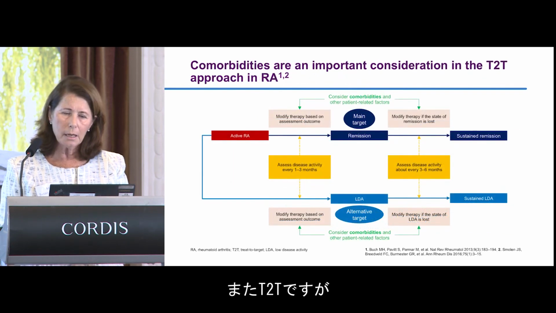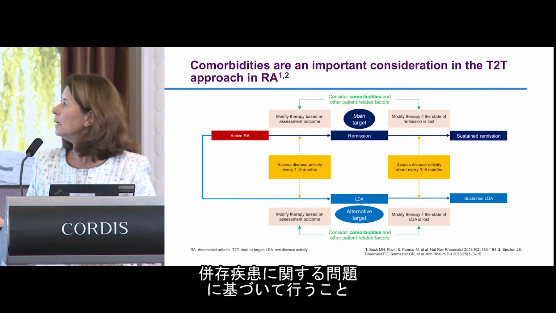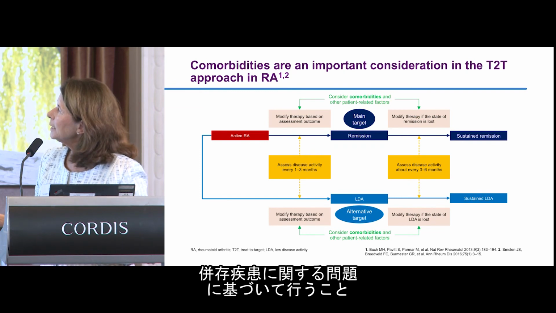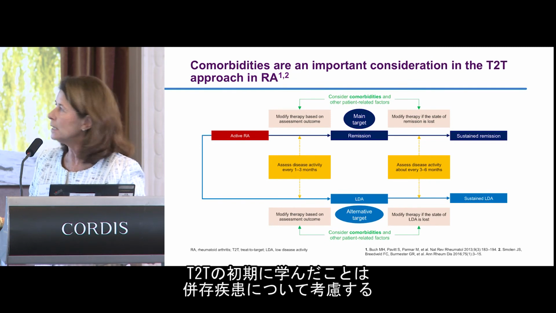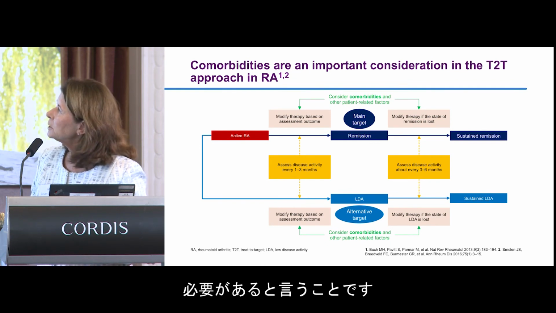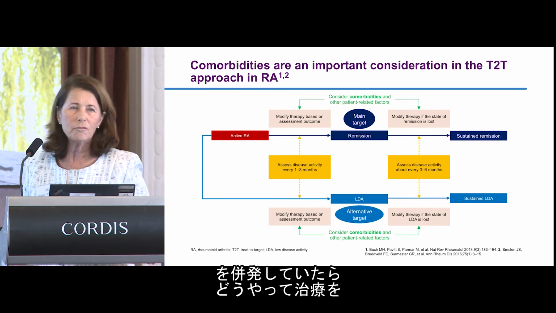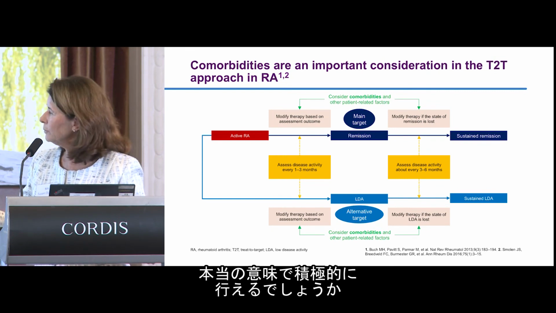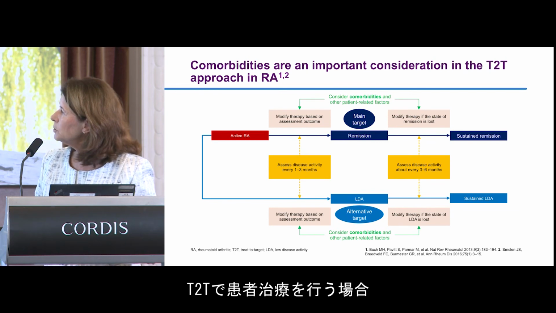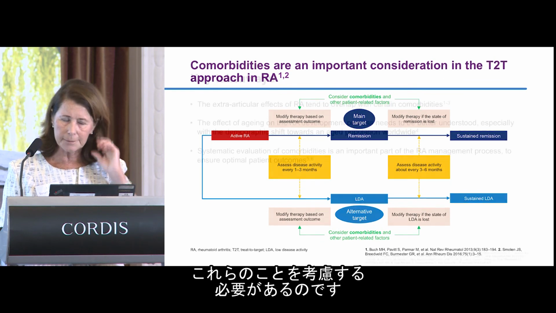So again, the update on treat to target, based upon the issues about comorbidity, is that they have now built this in, and it's a really important factor. We've all learned a lot in the early days of treat to target, that we must consider comorbidities because there will be challenges in treating to target. If patients have renal impairment or liver impairment, how are you going to be really aggressive with their treatment? Those things need to be taken into account when we're managing patients on treat to target.